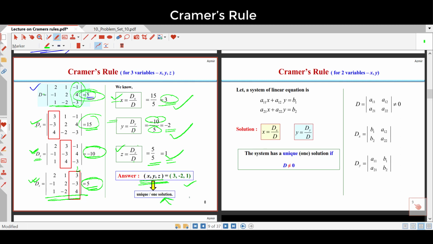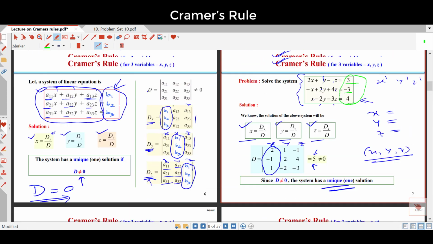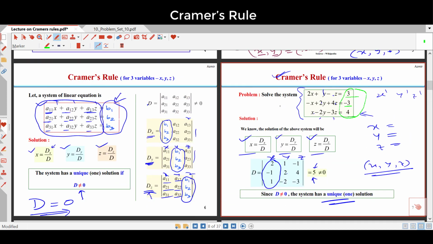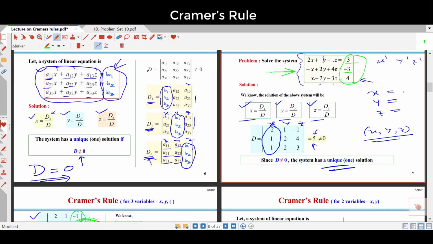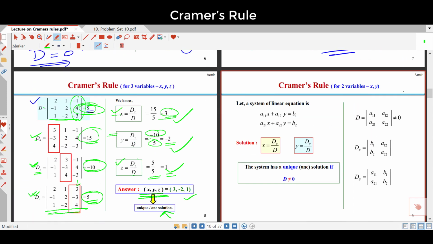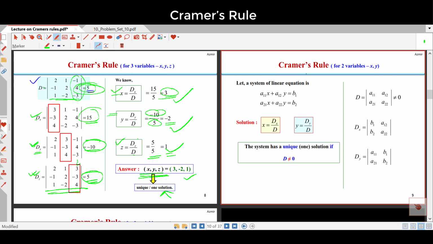We are getting a unique solution. So this is how we can apply Cramer's rule. So this problem is for a system where 3 equations are given with 3 variables x, y, z. The same rule is for 2 equations with 2 variables x and y. So if we have this type of system, you can easily find the solution x and y.